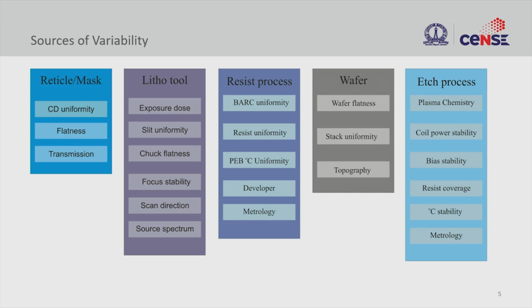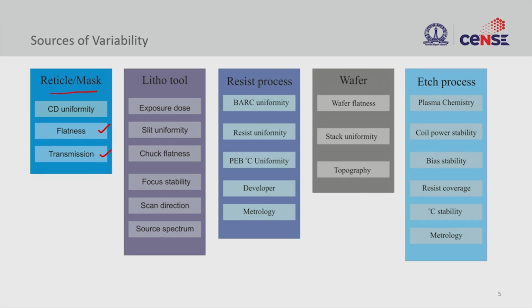Just to give you an example, you take a mask, right? So the mask flatness could give you some variability. Ideally you expect the mask to be flat. If the mask is not really flat, if there is some bow in the wafer or bow in the mask, then your diffraction is going to be slightly different, and the transmission variation can also result in variability.